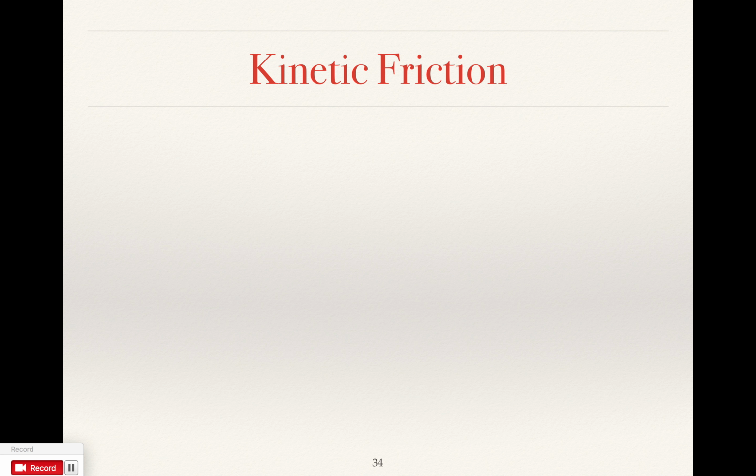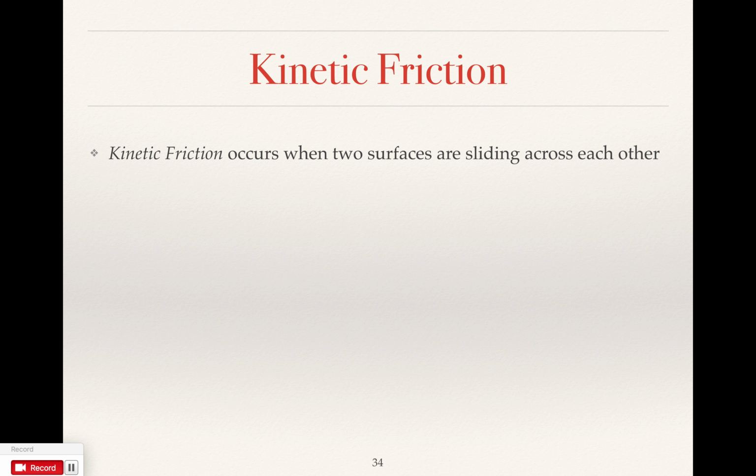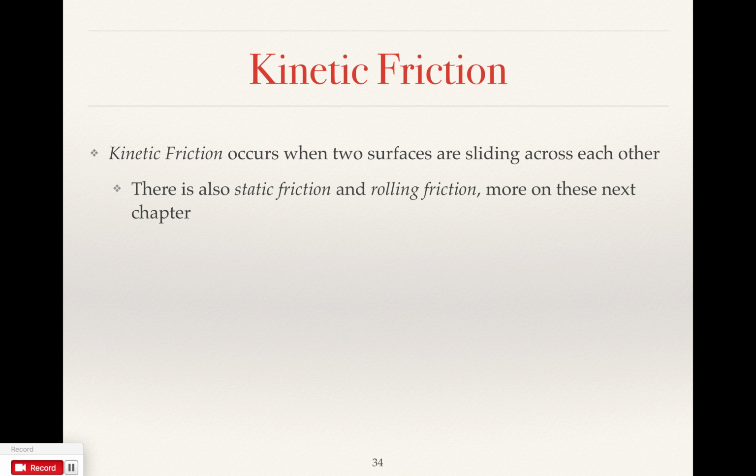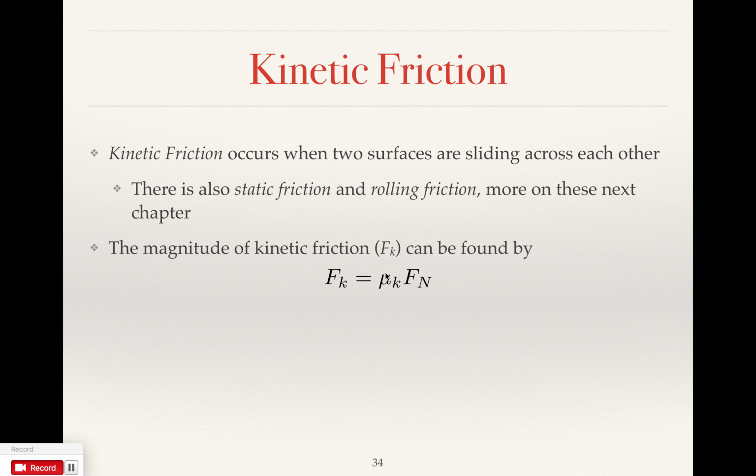Okay, so then finally we've got kinetic friction. So kinetic friction happens when you have two surfaces that are sliding across each other. There's also things called static friction and rolling friction, so we're actually going to talk more on those in the next chapter. So for kinetic friction, we're going to use F with a little subscript K for kinetic friction. And you can find the magnitude of kinetic friction as this constant mu sub K times the normal force. So the magnitude of kinetic friction is related to the normal force and this thing mu sub K.